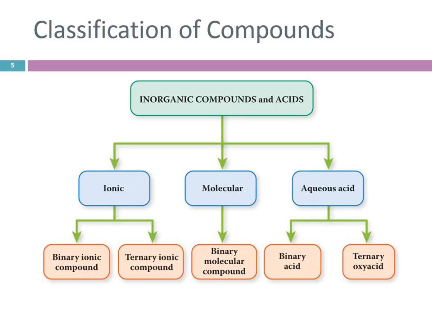So here is a flowchart showing how this is all divided out. Here we've got the ionic compounds. Those contain a metal and 1 or 2 nonmetals. Binary is just 1 metal, 1 nonmetal. Ternary is 1 metal, 2 nonmetals usually. Molecular is only nonmetals, no metals at all. And we're only going to look at one category, binary molecular compounds, 2 nonmetals. Aqueous acids, there's 2 groups, binary acids and ternary oxyacids. Oxy is your clue that those contain oxygen. Okay, any questions?